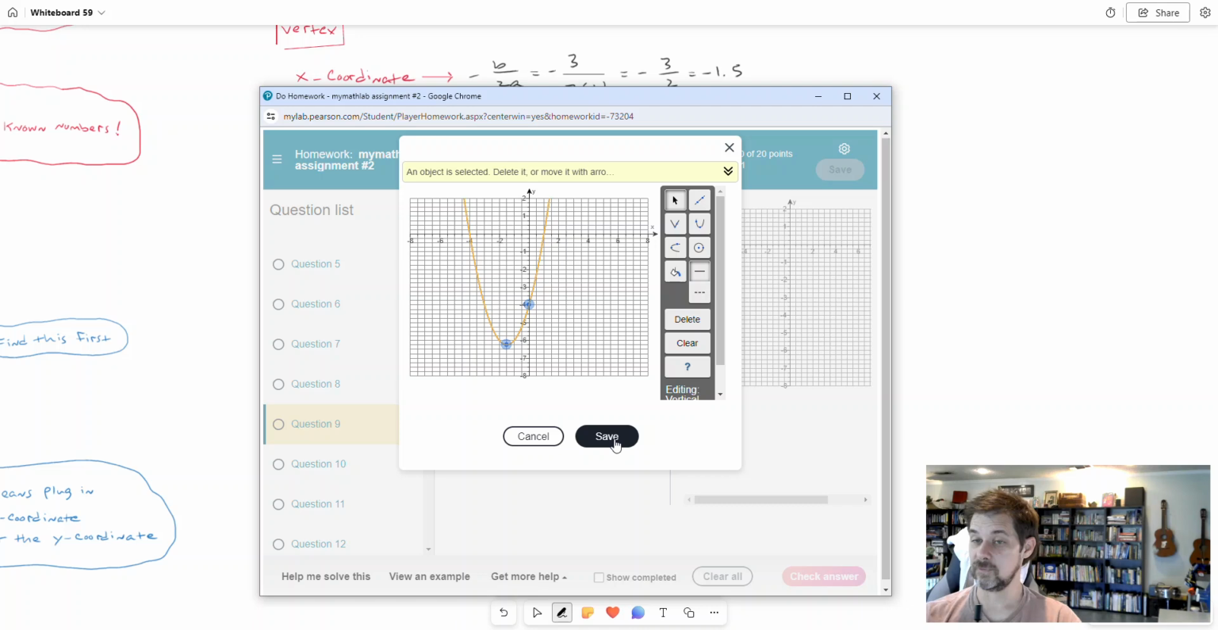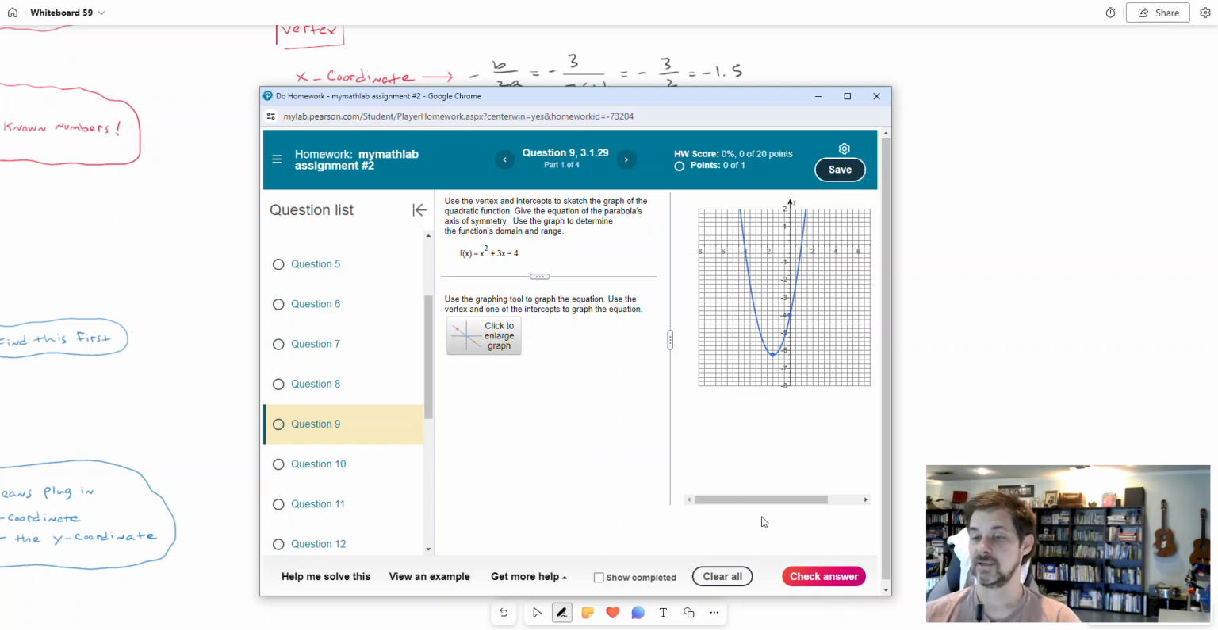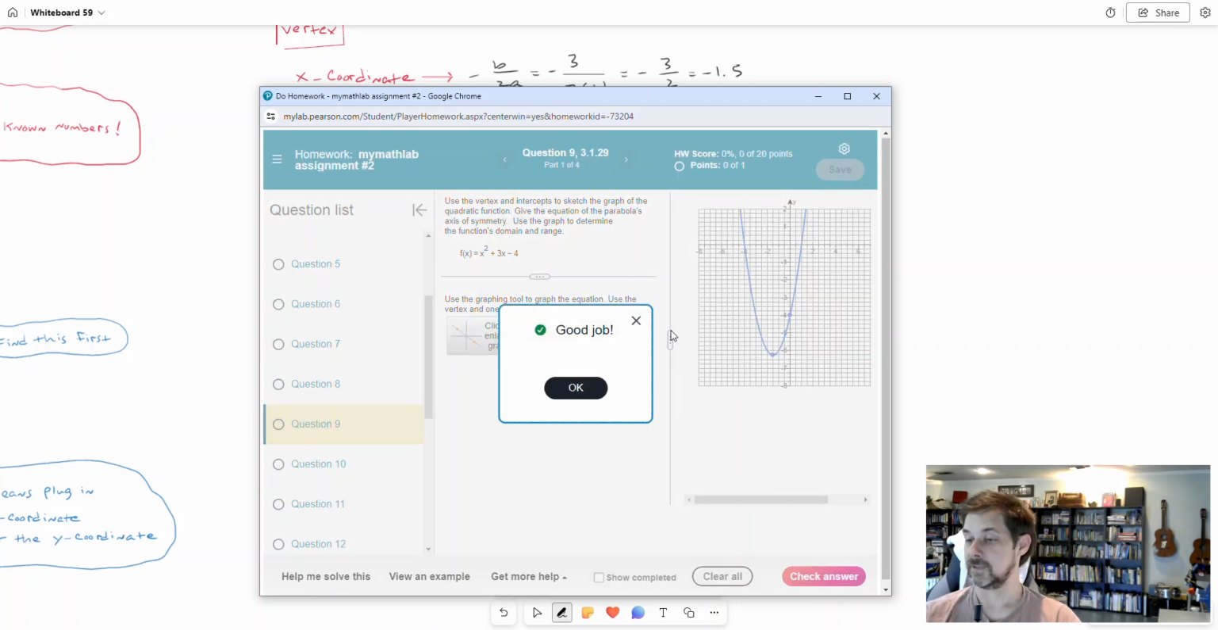Okay, so this is the way I want it. I got my points where they need to be. It's taken shape, and I'll save it. There it is. I'll check it, and it's going to be right.